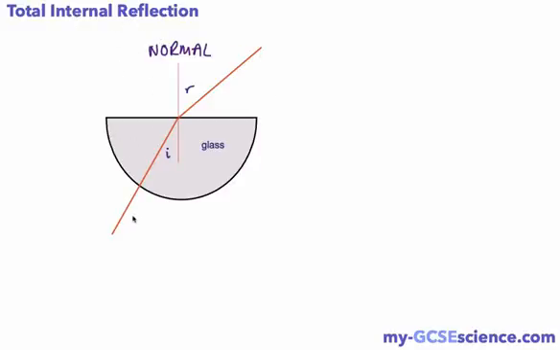You may have done this in class, but what we have is a semicircular glass prism, and we have a ray of light which is being shone into this glass prism, and the ray of light comes out the other side, but it changes direction a little bit. We say it refracts. Now, the angle at which it hits this little interface between the glass and the air, we call that the angle of incidence, and the angle at which it changes direction, the refraction angle, we call that the angle of refraction.